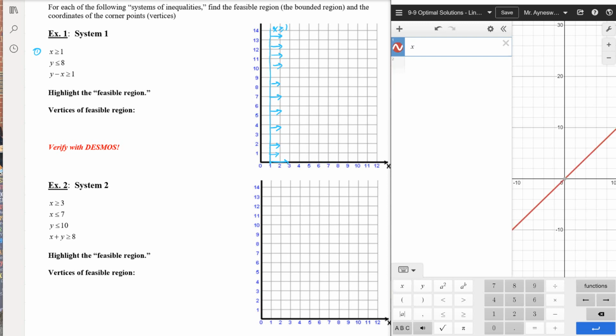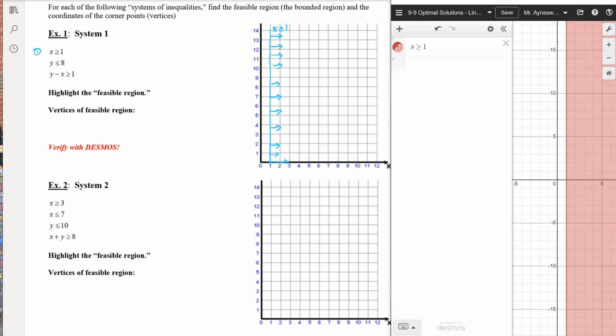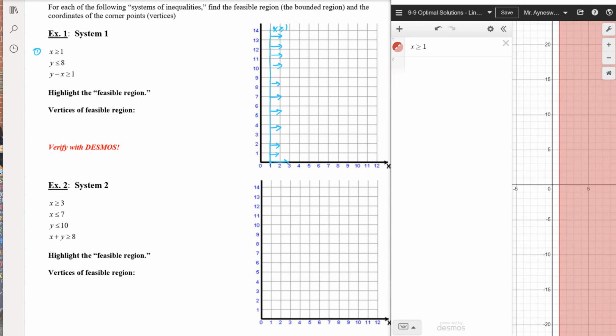So type in x greater than or equal to 1, and you'll notice that it's a shaded region to the right of this vertical line passing through 1 on the x-axis. Okay, so there you go. Pretty simple. What I just did there on the left on my paper here is verified by Desmos.